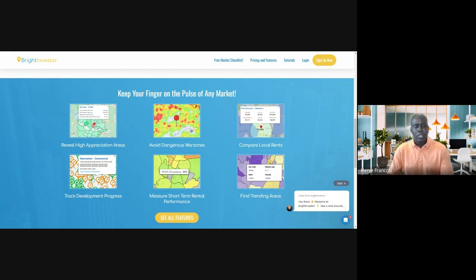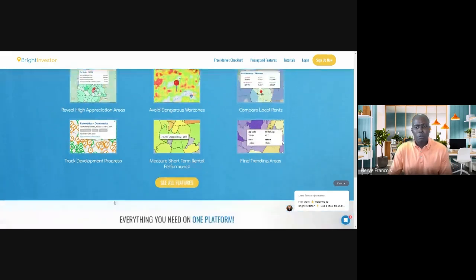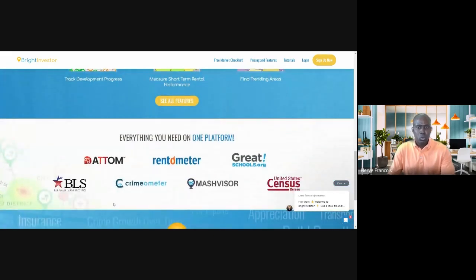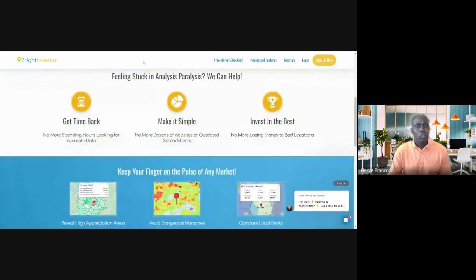High appreciation rates, development progress, they track building permits that have been drawn in a particular city. These are some of the resources that they use to aggregate all that data. We were just on the BLS website, MashWiser, RentMeter for average median rent in a particular city, and so on and so forth. So real good website. We've met the co-founder, really, really bright gentleman, and it continues to get more and more feature rich. So certainly take a look at that if you are interested.